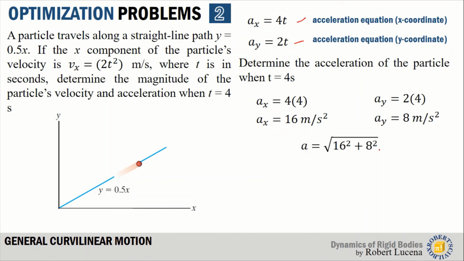acceleration. To get the acceleration, using the Pythagorean theorem and substituting the values of Ax and Ay and performing the operation as above, we have A is equal to 17.89 meters per second squared. And that's the answer to this second problem.